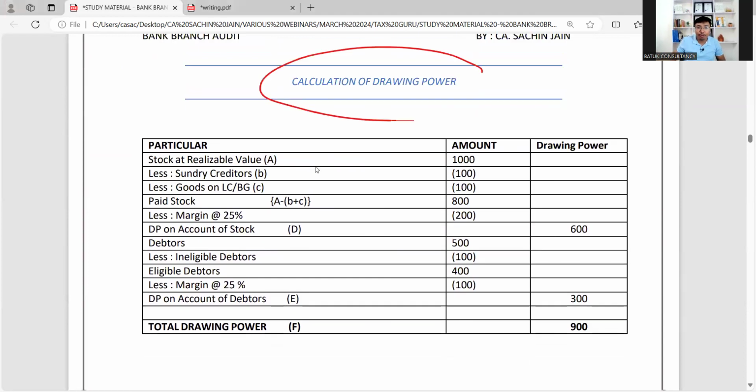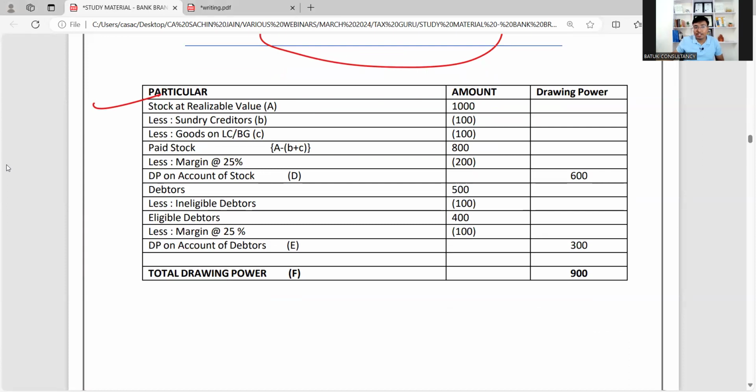This is a specific chart for the calculation of the drawing power. Okay. If you want to calculate the drawing power, you just need to randomly pick certain CC accounts. Suppose you have taken 5 CC accounts for your physical file verification. In that case, you need to manually calculate the drawing power for all 5 accounts and check it against the drawing power mentioned in the system, and if there is any deviation, the same should be reported in the long form audit report. Okay, so the formula is stock less creditors less goods on LC and BG.